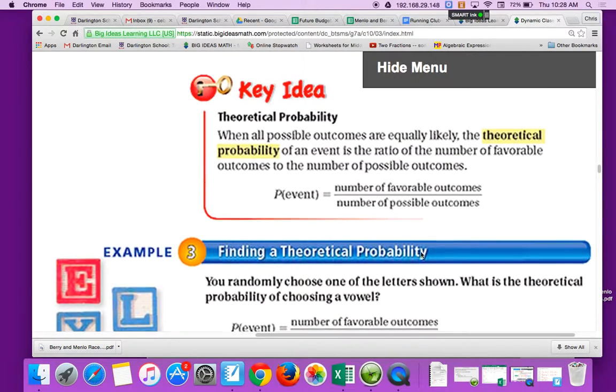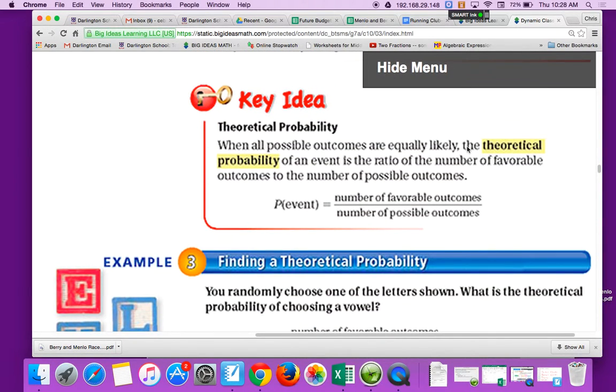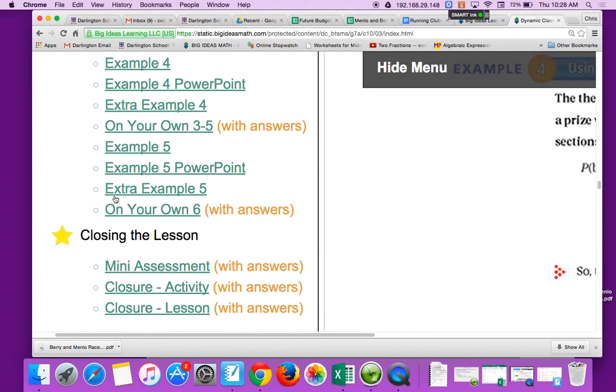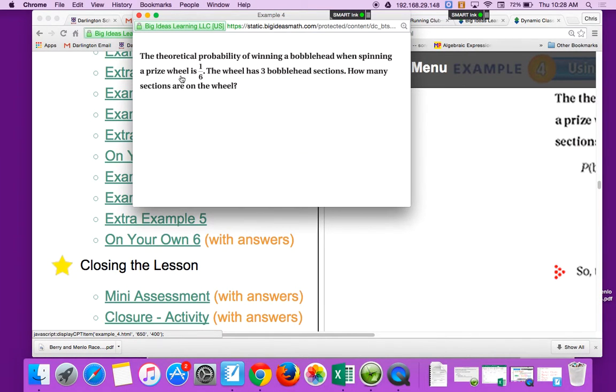Your definition of theoretical, I kind of summarize it: it's what the theory says should happen. That's different than experimental. Experimental is what happened. Theoretical is what in theory should end up happening. Still favorable outcomes over possible. All right, last one. Hopefully the last one. Oh, actually, there are 2 more.